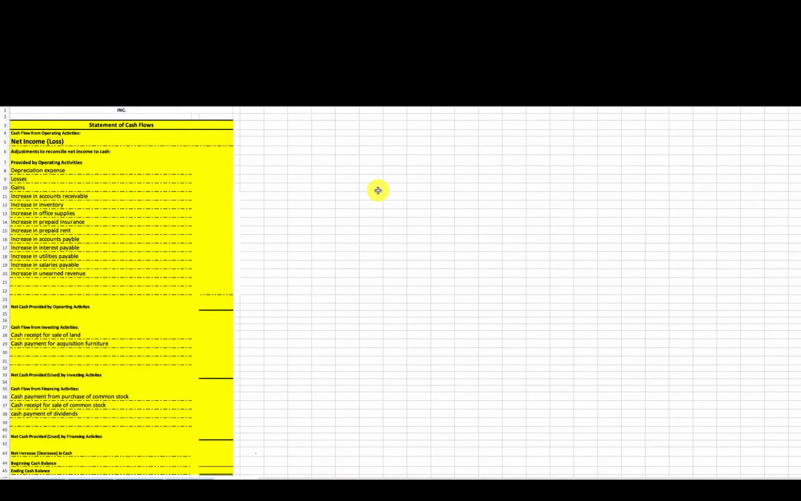So here is the cash flow statement, and you'll see the first section is net cash provided by operating activities. Then we have another section called net cash provided by investing activities, another called net cash provided by financing activities, and then we have a reconciliation section here, which is the net increase or decrease in cash, and then the beginning cash balance and ending cash balance.